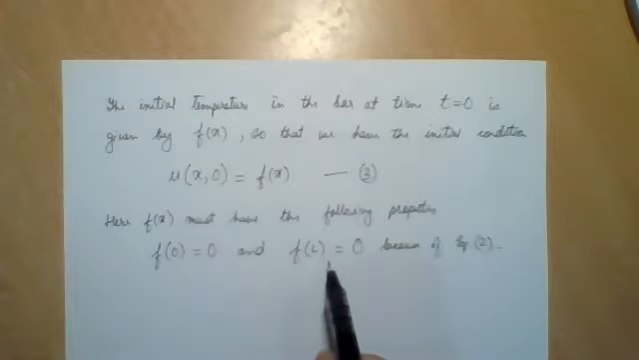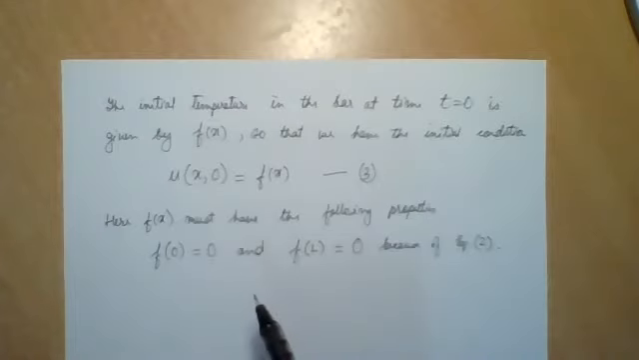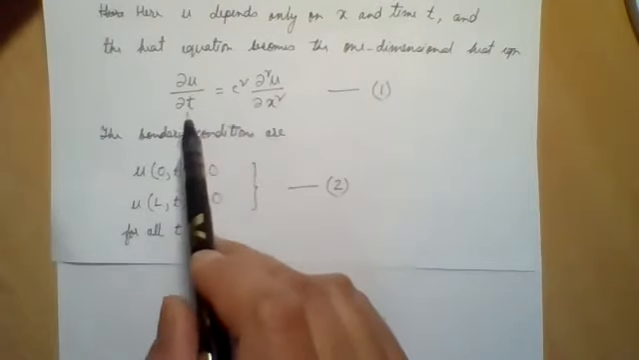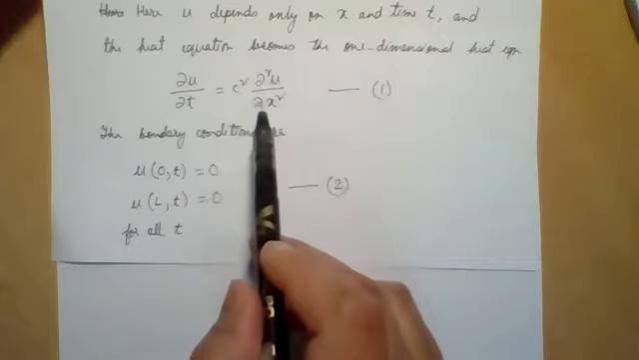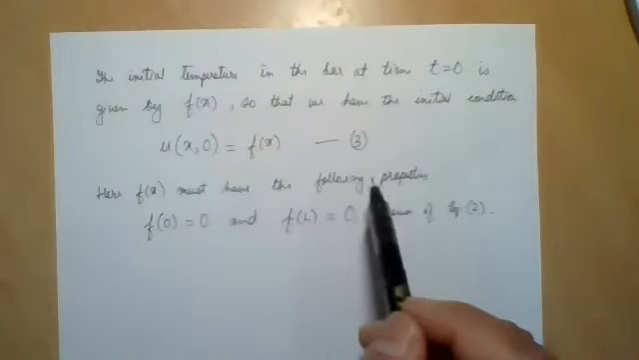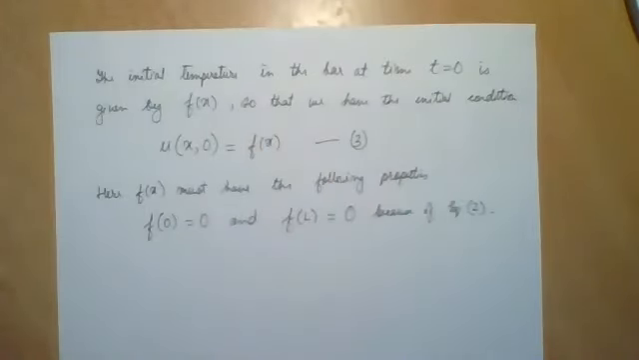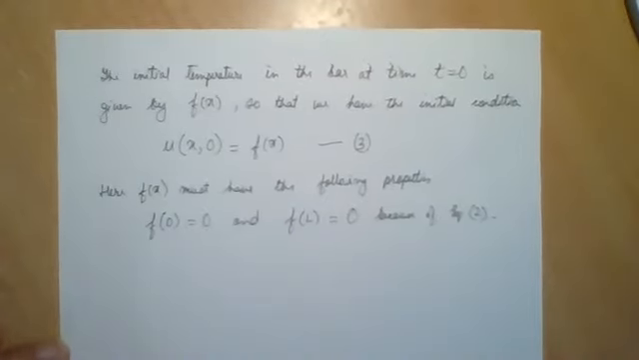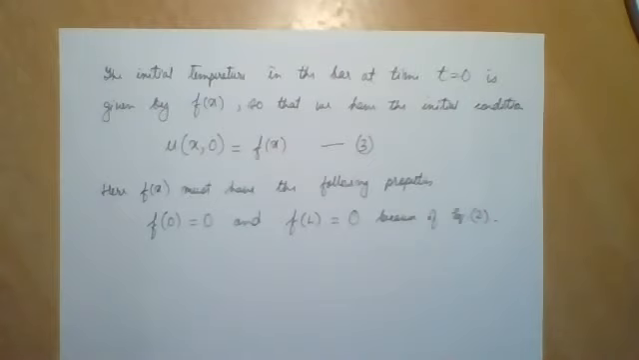Now we shall determine a solution u of equation number 1. So what are we going to do now? We are going to determine a solution of this diffusion equation or heat equation, satisfying the boundary conditions given by equation number 2 and the initial condition given by equation number 3. Here we have only one initial condition, and this is enough, unlike the case where we had 2 initial conditions for the wave equation.